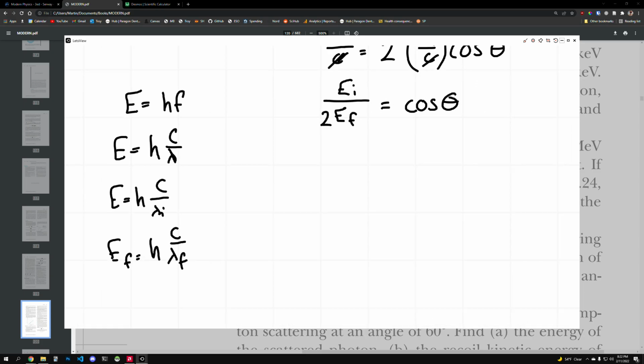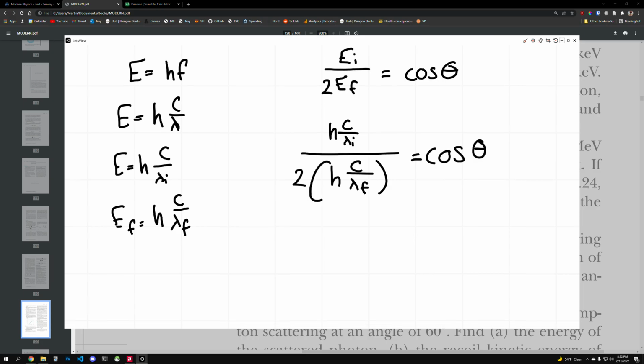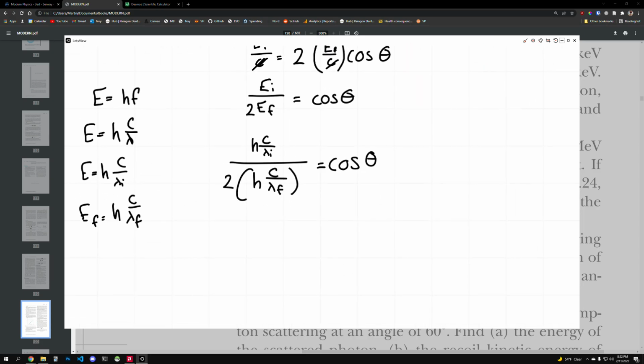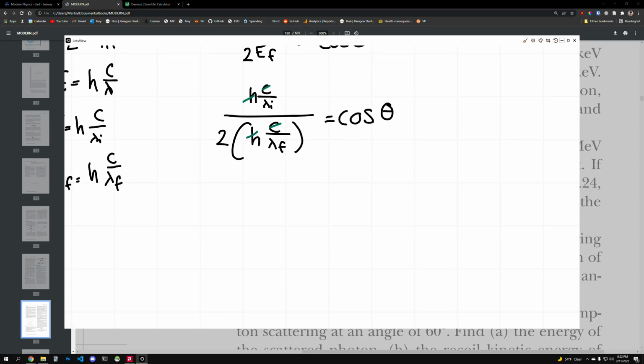So I'm going to replace everything. I'm going to replace EI with hc over lambda I, all divided by 2 times hc over lambda F, is equal to cos theta. So now you might be seeing what's about to happen. Everything cancels here, here, here, and here. And so we're left with 1 over lambda I over 2 times 1 over lambda F.